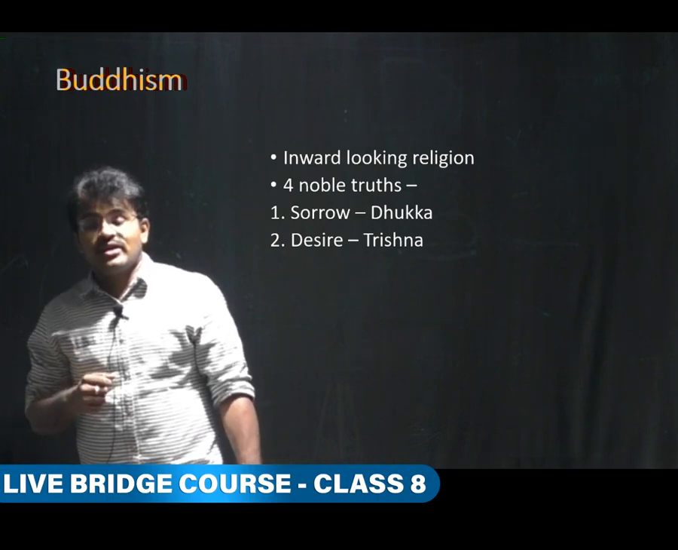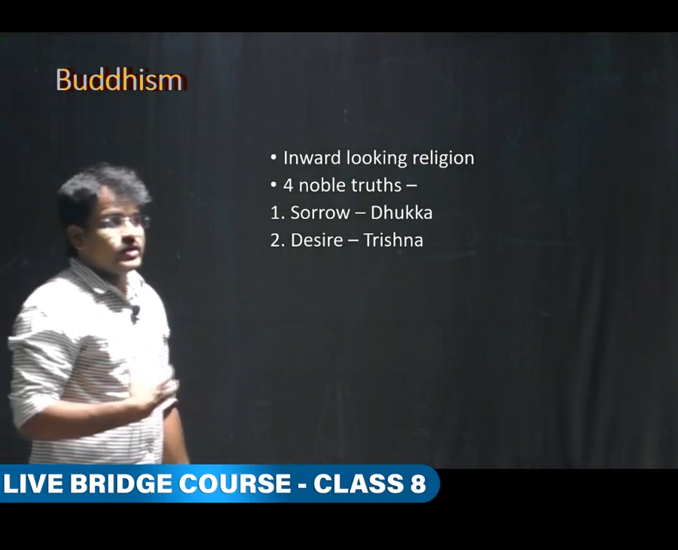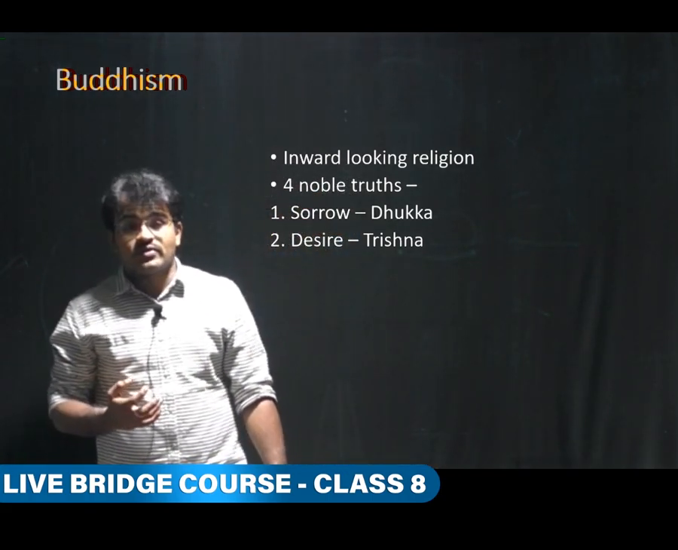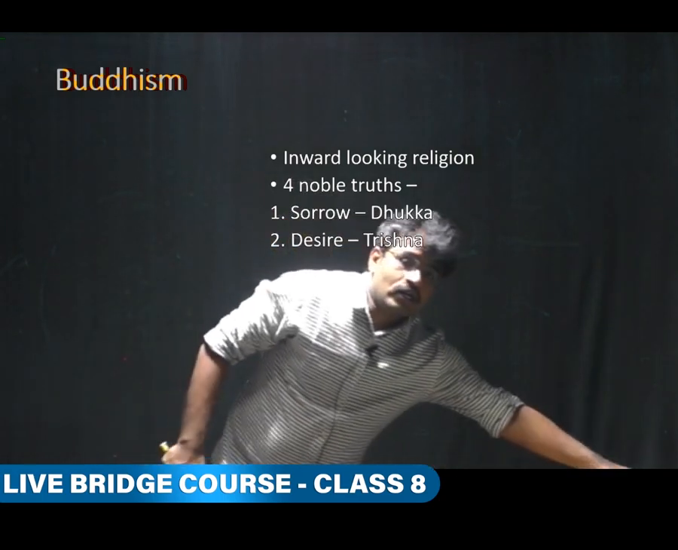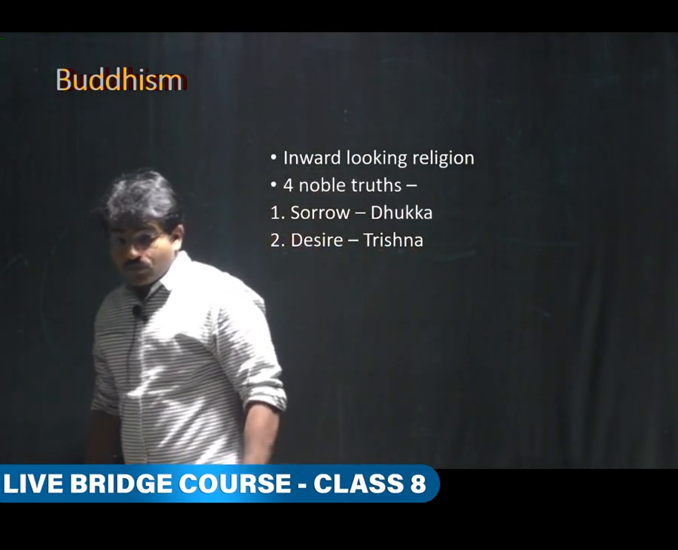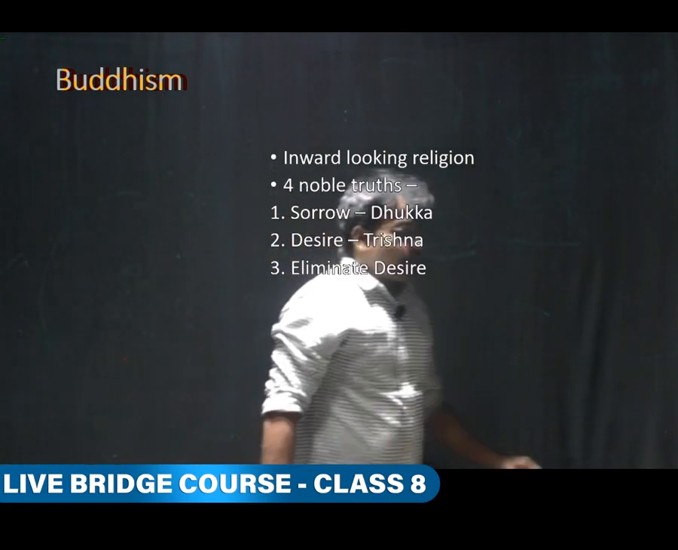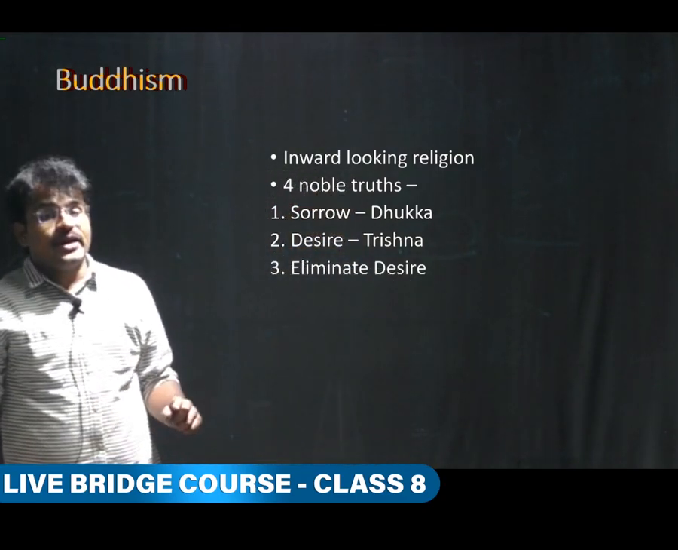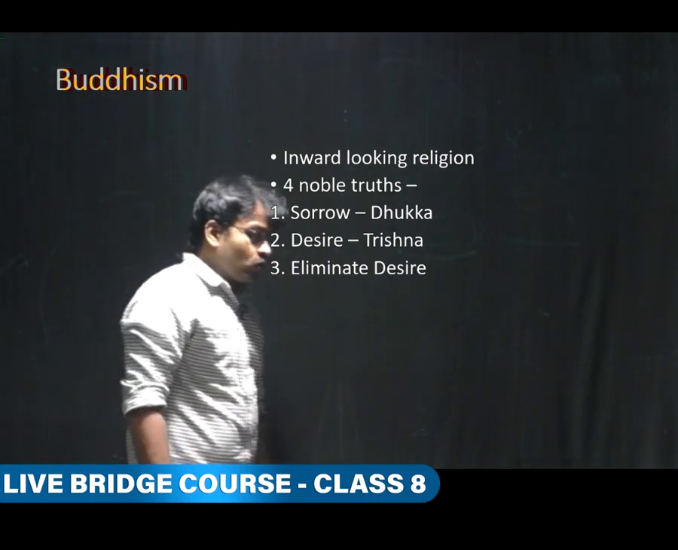Then the second thing he says is that the cause of this dukkha is desire, excessive desire called trishna. Excessive desire called trishna is the source cause of this form of sorrow known as dukkha. Then the third aspect he says is that there is a method to eliminate desire. If you want to become really happy, then you have to eliminate desire. By eliminating desire, you automatically eliminate sorrow. So this is the third noble truth.